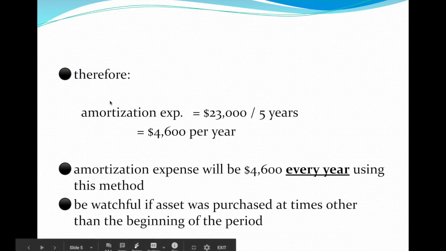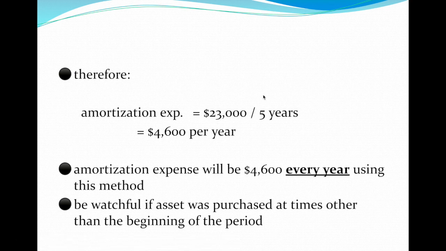Therefore, the amortization expense in this case is the amortizable cost, $23,000, divided by the useful life, in this case 5 years. $23,000 divided by 5 is equal to $4,600 per year. Now, if you use the percentage method instead, it'd be $23,000 times 20%, or times 1/5, and it gives you the same value. So it doesn't matter which method you use, whichever one makes the most sense to you. So amortization expense will be $4,600 every year using this method.